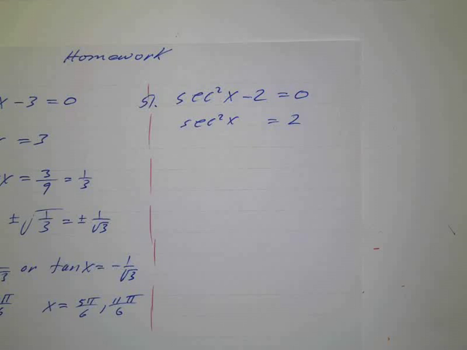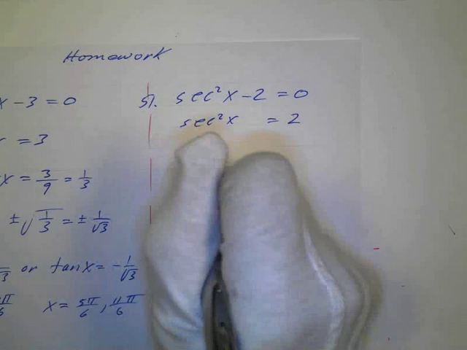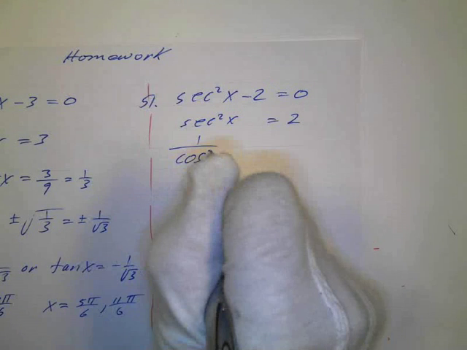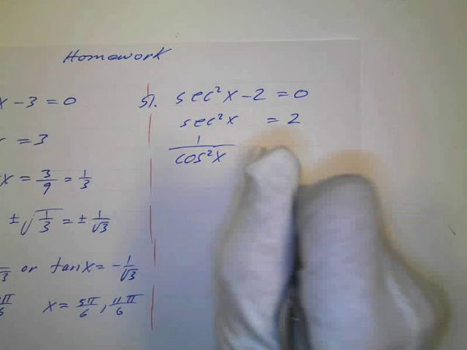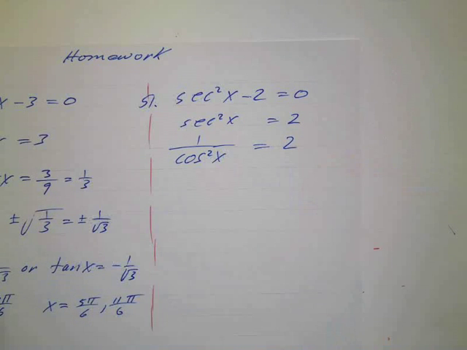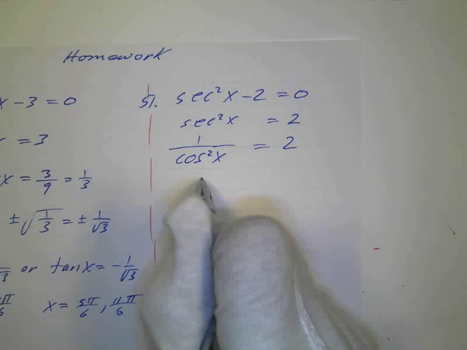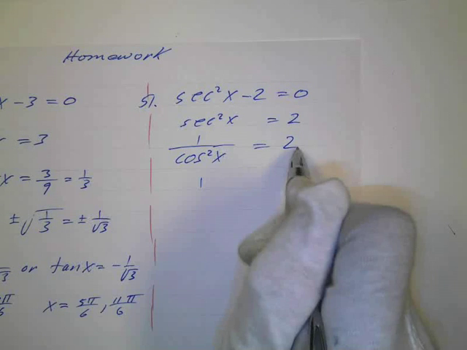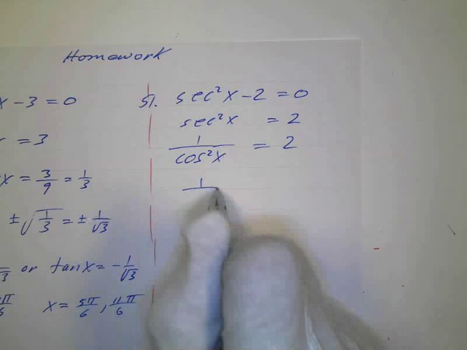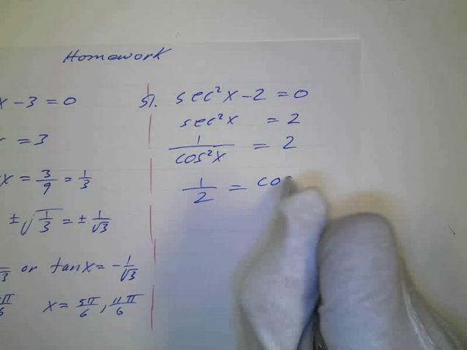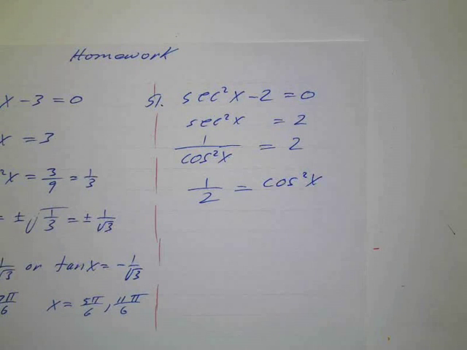And the secant, that's going to be 1 over the cosine, so I'm going to rewrite that. Just 1 over cosine squared of x, that's the secant squared, equals 2. And then what I'll do is I'll put this on top and that on the bottom, so I'll just multiply both sides by the cosine squared and then divide by 2, so I end up with 1 over 2 equals the cosine squared of x. You can do that.